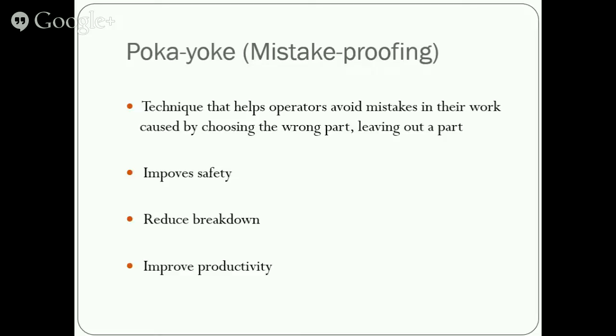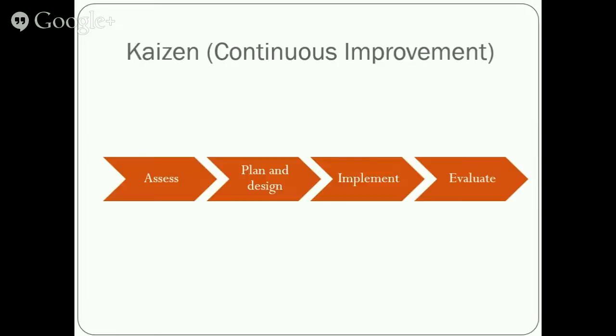Now, talking about continuous improvement, as I told you, Kaizen means we are improving continuously for good. There are different aspects, let's say assess, plan and design, implement and evaluate. These are the processes which are used for different scenarios in any industry. So Kaizen basically works for continuous improvement.